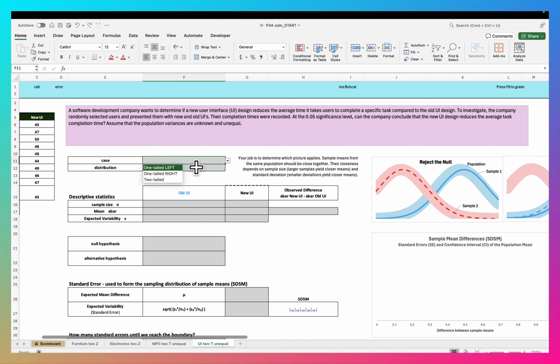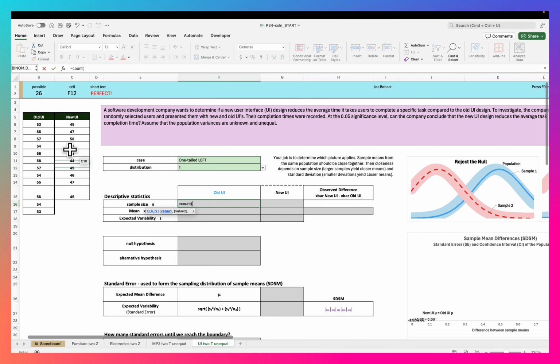So the case here is one tail left because it reduces, and the distribution is t because we do not have the population standard deviation. So then let's go ahead and count the number of records in each sample. These are again small samples.